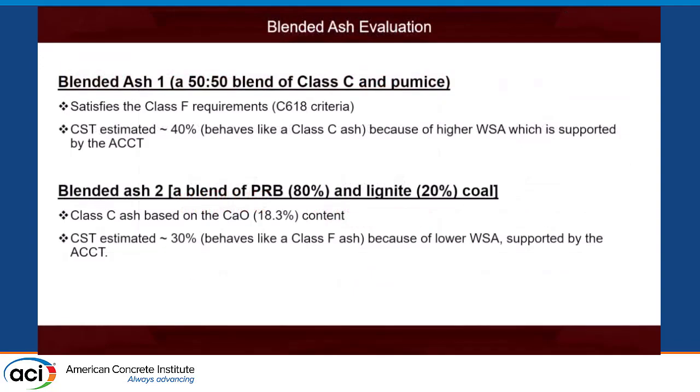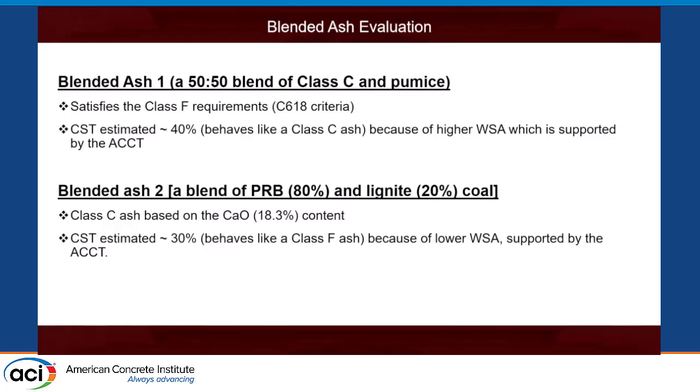Now, this is an important slide. Blended ash. It's an alternative, right? The first one is a 50-50 blend of class C and pumice. It qualifies as a class F based on C618. We did the test, screening tool, ACCT. It needs around 40 to 45%. You don't need 40% class F ash.